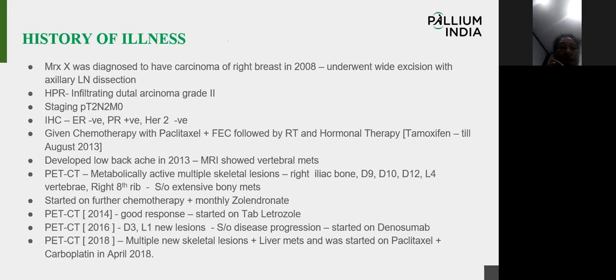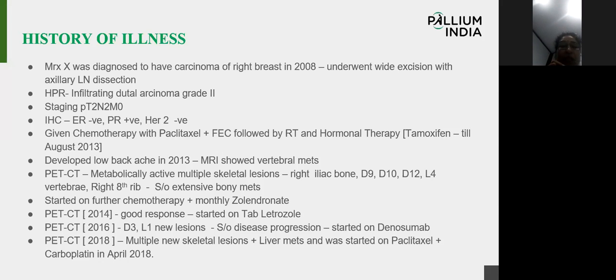Coming to the history of illness, Mrs. X was diagnosed with carcinoma right breast in 2008 and underwent a wide excision with axillary lymph node dissection. HPE showed infiltrating duct carcinoma grade 2, and staging done was T2N2M0. Immunocytochemistry showed ER positive, PR positive, and HER2 negative. She was given chemotherapy with paclitaxel, FEC, followed by radiotherapy and hormonal therapy, that is tamoxifen, till 2013.